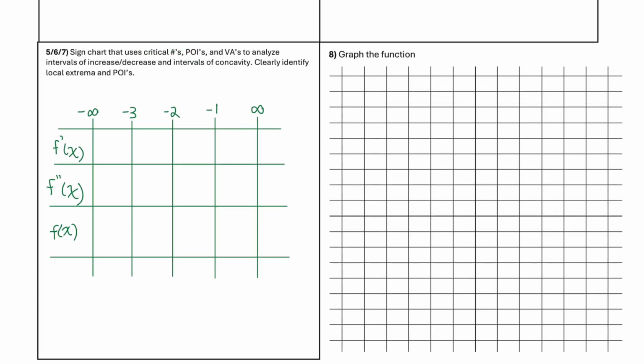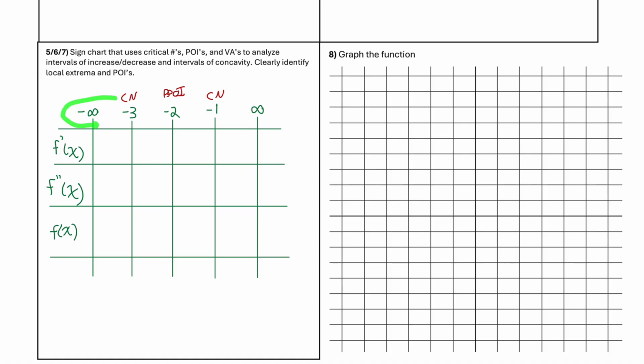So what I've done is I've created a chart where at the top, I've created 4 different intervals using both the critical numbers and the possible point of inflection as the dividing points. And now within each interval that I've created, I want to record what is the sign of the first derivative and the second derivative so that I can see if the original function is either increasing or decreasing, concave up or down, so that I can classify any local extrema or points of inflection.